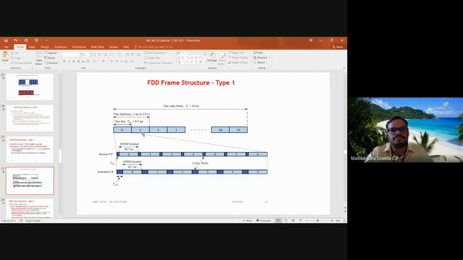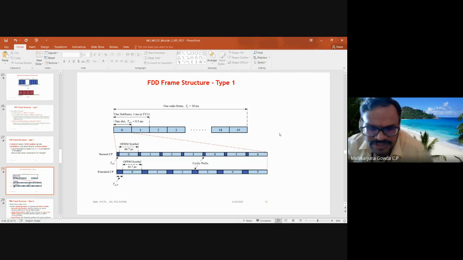Fine. And already I said 20 slots will be equal to one radio frame, and 2 time slots is equal to one subframe. The duration of one slot is 0.5 millisecond, and the duration of one subframe is 1 millisecond. So there will be 10 subframes, and the duration of one radio frame is 10 milliseconds. So it's simple to understand and write also.